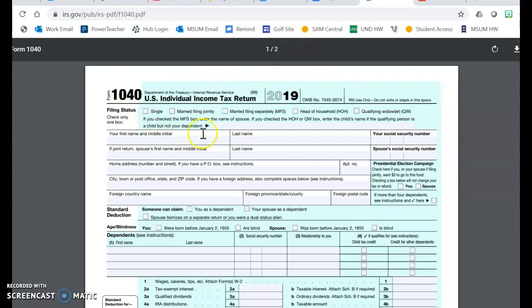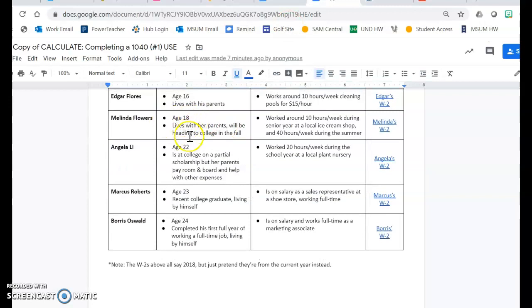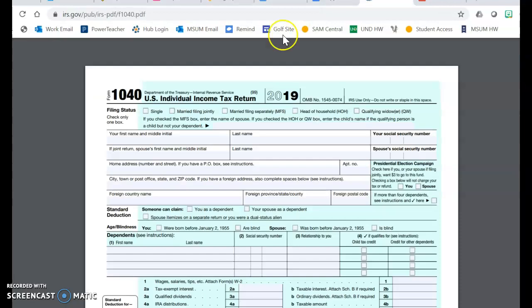First off, for Melinda, it says filing status. Is she single, married filing jointly, married filing separately, head of household, or a qualifying widow? Well, if we look at Melinda, it says she's 18, she lives there with her parents, and will be heading to college in the fall. So we're going to assume here that she is not married, that she is single. Now we're just going to fill in her name.